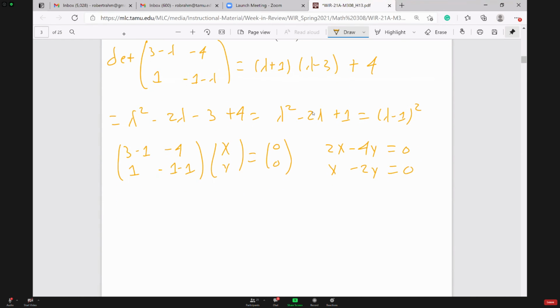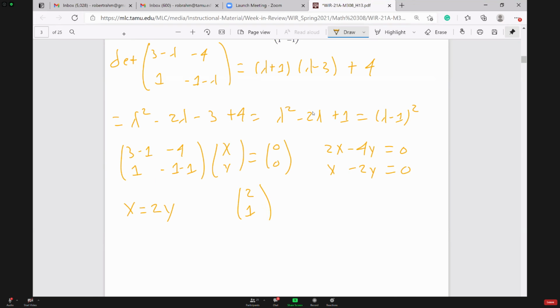Okay, so the bottom equation, picking the easiest one to solve, directly tells us that x is equal to 2y. And so any non-zero vector where the top entry is 2 times the bottom entry is going to be an eigenvector. And that's the only eigenvector. We'll call this v, and lambda is equal to 1.